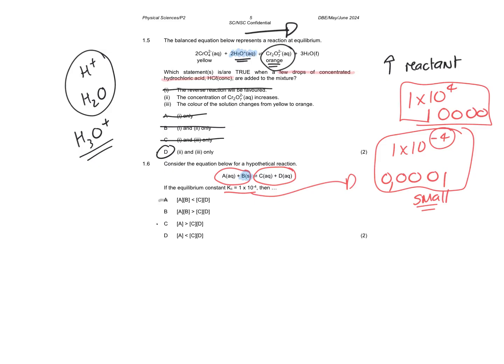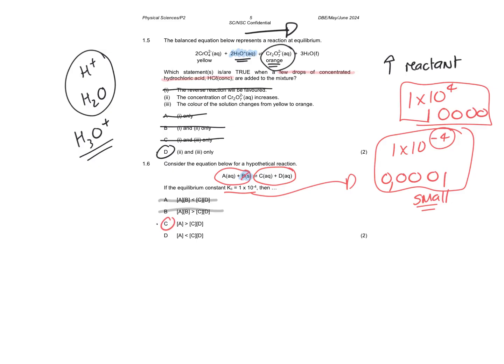So once again, not that one, not that one. So we are guessing between C and D, and the Kc is very small, which means we don't make very much product. So that means that C would be the answer, where it's saying that the concentration of A, which is a reactant, is much higher than the concentration of C and D.